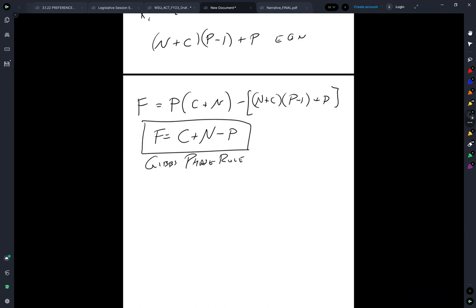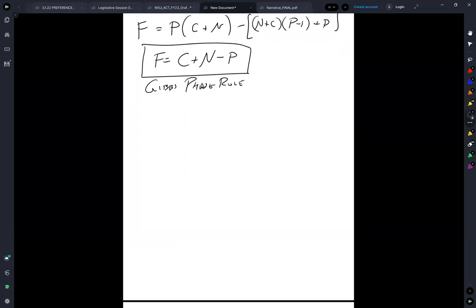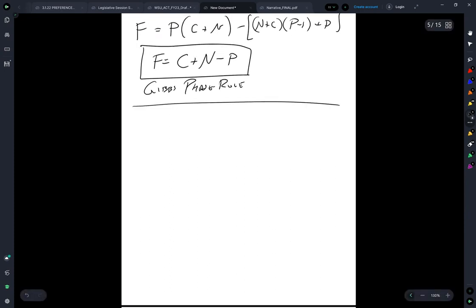Okay, so let's look at how this is applied. And again, when you first see this, it is going to be trivial, and you'll see later in this course that it is actually fairly important as we get to higher compositional systems. So let's begin with a single component system.